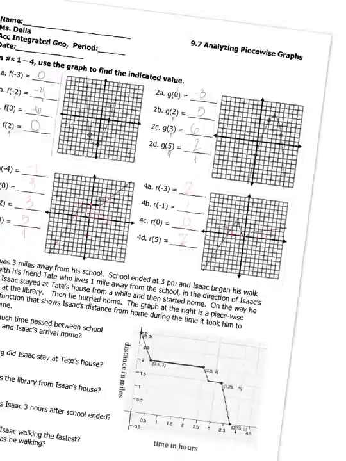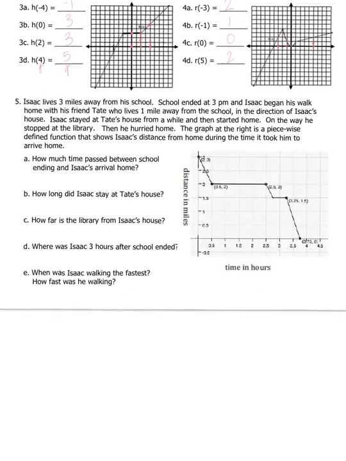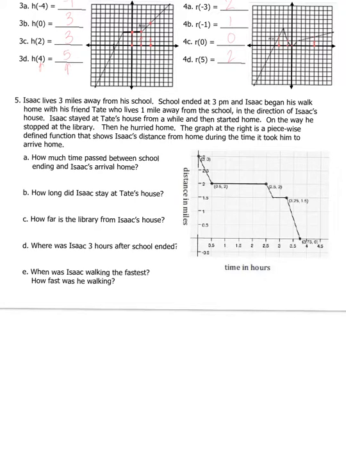All right, let's take a look at the next group. It looks like we have a little story and a graph. Isaac lives 3 miles away from his school. It looks like my graph here has the distance away right here. So this is the distance, and this is measuring the distance he is in miles from home. So this is 3 miles, which means that he's at school right there.